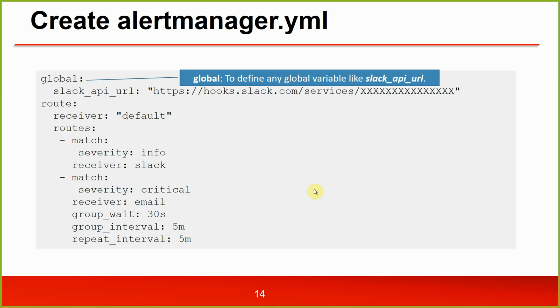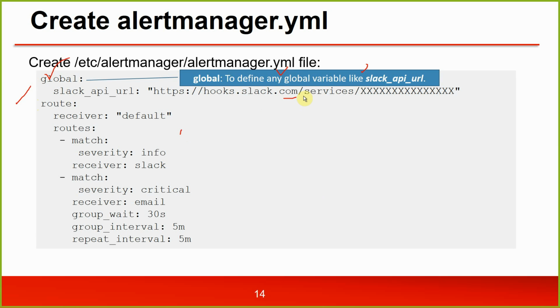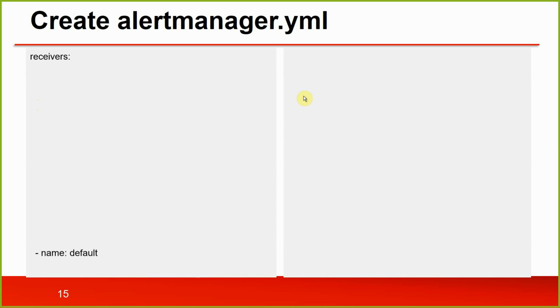Now this is alertmanager.yml, the global setting. Global means defining any global variable like the Slack API URL or any other URL. This is an example of my Slack channel URL. Create this /etc/alertmanager/alertmanager.yml file, and then these are the receivers. Name is default. Email configuration: fill in the configuration for whom you want to send the alerts.